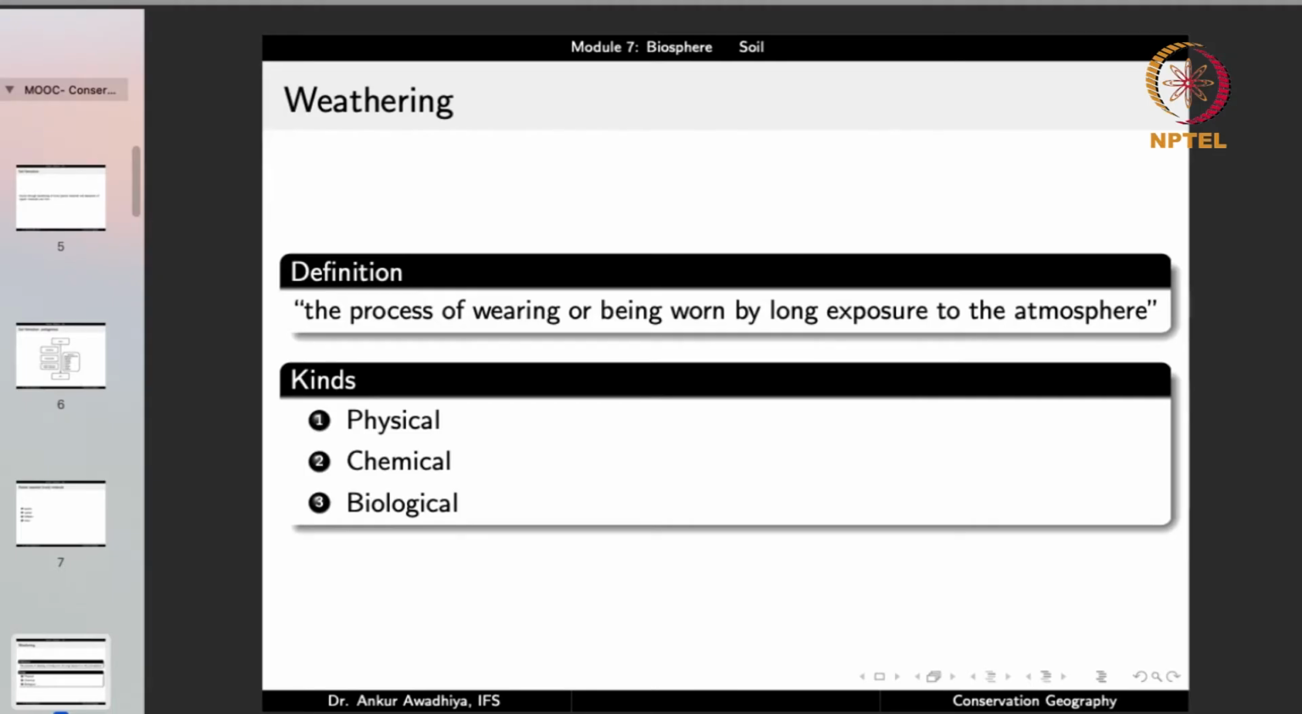Now let us have a look at weathering. We have discussed weathering before, and weathering is defined as the process of wearing or being worn by long exposure to the atmosphere. So essentially it is a process of wearing or a process of being broken into smaller fragments. So through the process of weathering, the rocks get broken into very small fragments, and weathering occurs by long exposure to the atmosphere. Now there are three different kinds of weathering: physical, chemical and biological weathering.